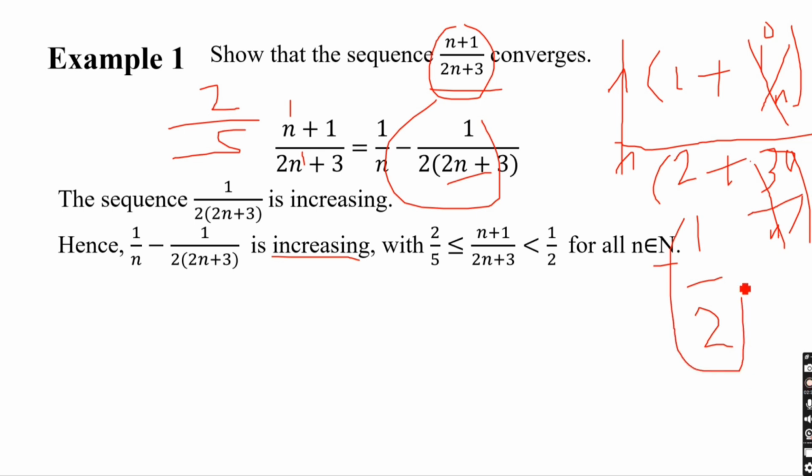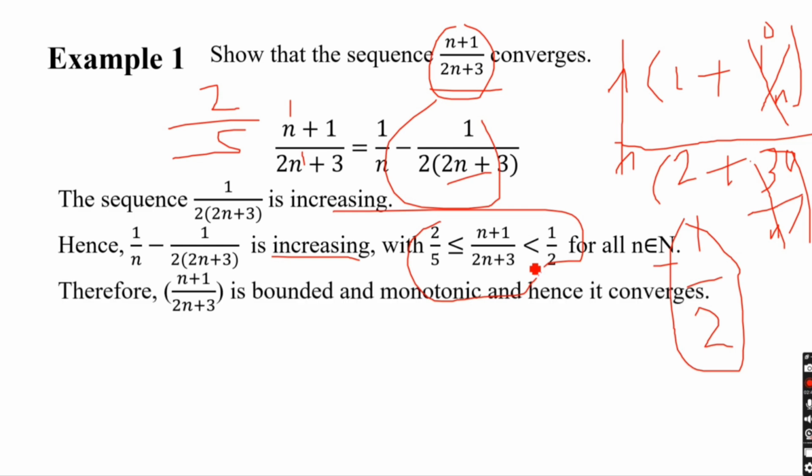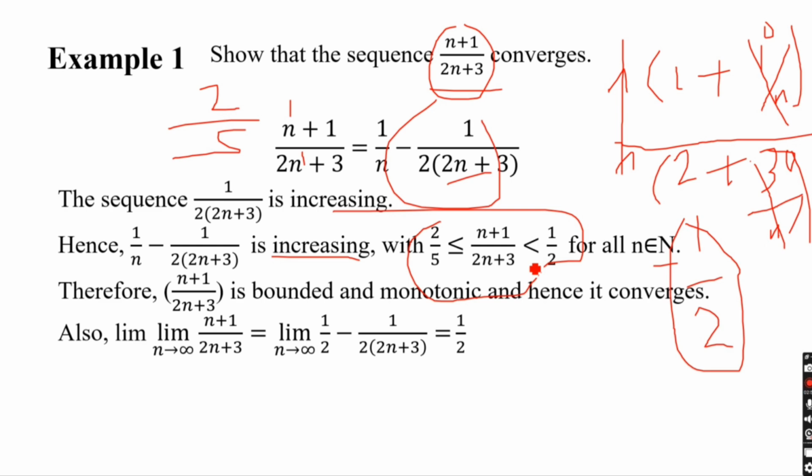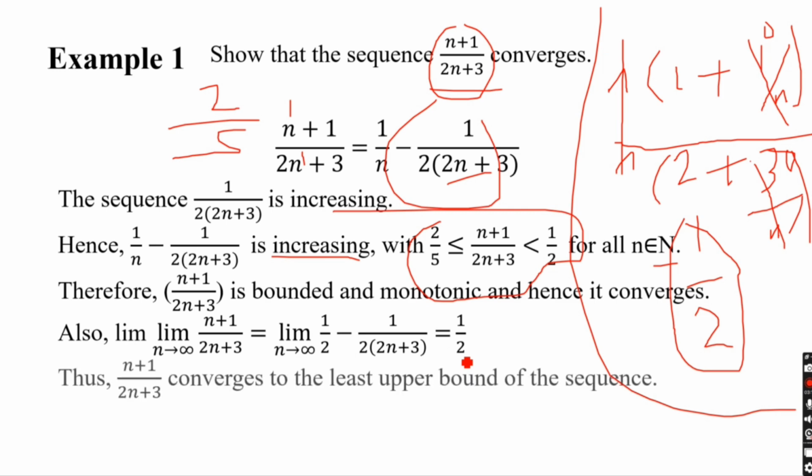So finally the value converges to this value, and it is between 2/5 less than or equal to (n+1)/(2n+3) less than 1/2 for all natural numbers. So it is bounded and monotonic, and hence it converges. As I showed you, the limit as n approaches infinity of (n+1)/(2n+3) is 1/2.